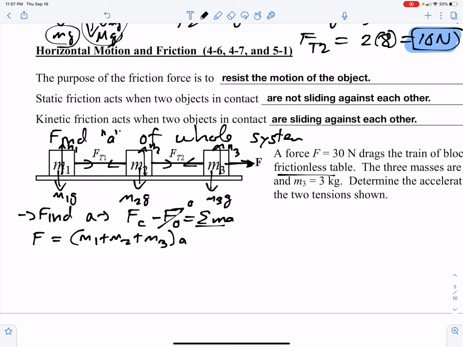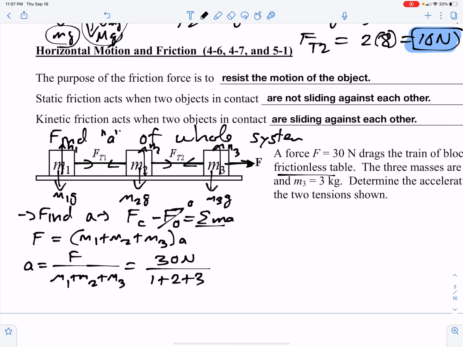Let's go ahead and find a value for a. And it's going to be the force divided by the sum of the masses. And we have 30 newtons divided by 1 kilogram plus 2 kilograms plus 3 kilograms. And 30 newtons over 6 means the acceleration is about 5 meters per second squared. So there's the first part.